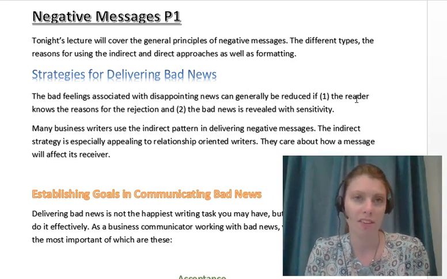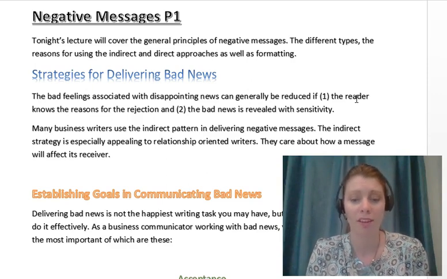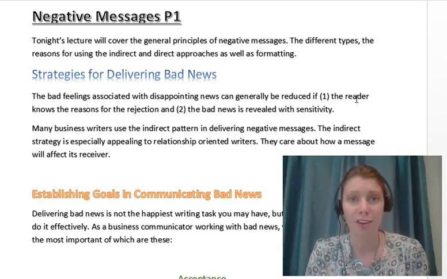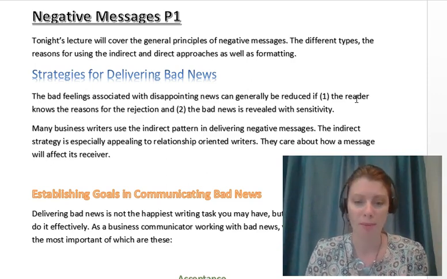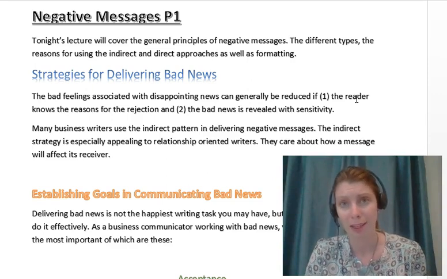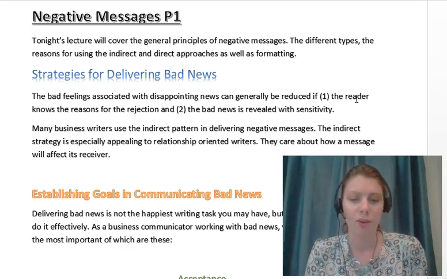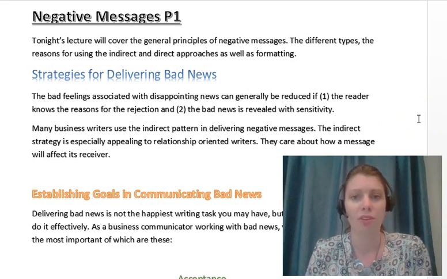So in all businesses, things can occasionally go wrong, and this might happen when goods are not delivered, a product doesn't perform the way it was expected to, service was poor, billing was late or incorrect, customers misunderstood warranties, all sorts of things. Because bad news disappoints people, sometimes it irritates people and it might even anger the receiver. You have to be careful about how you write these things. The bad feelings associated with disappointing news can generally be reduced if the reader knows the reason for the rejection and the bad news is revealed with sensitivity.